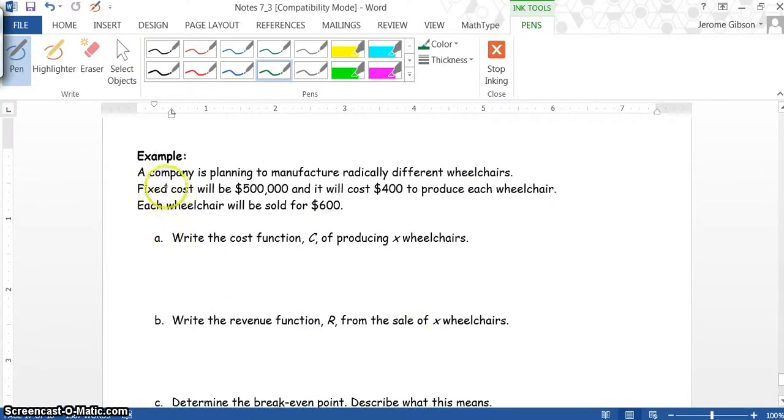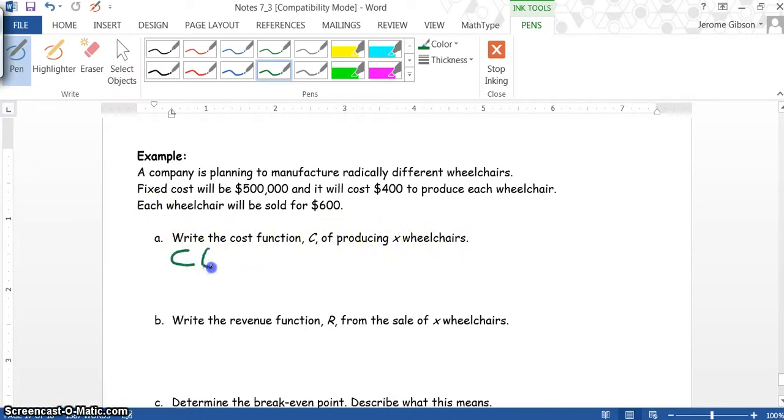Now we have an example. A company is planning to manufacture radically different wheelchairs. Fixed cost will be $500,000 and it will cost $400 to produce each wheelchair. Each wheelchair will be sold for $600. Write the cost function C of producing x wheelchairs.